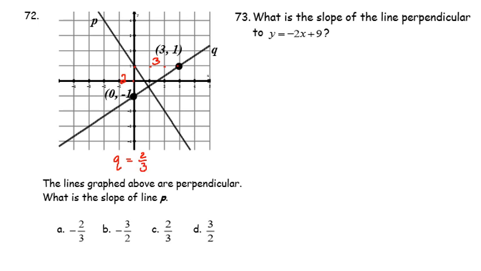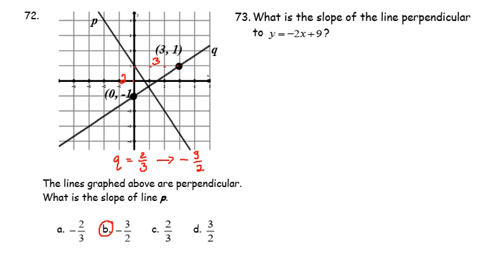So we know that perpendicular means that they are opposite reciprocals. So I'm going to change this to its opposite, which is negative. Reciprocal means to flip that fraction, so that's 3 over 2. So our answer here is B, negative 3 over 2.